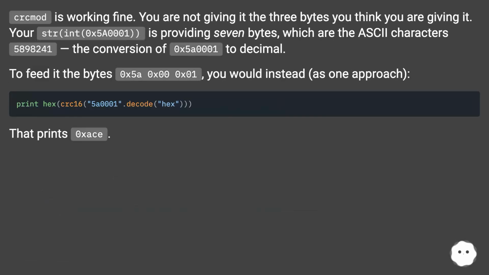You are not giving it the 3 bytes you think you are giving it. Your str, int, 0x5A00001 is providing 7 bytes, which are the ASCII characters 58982241, the conversion of 0x5A00001 to decimal. To feed it the bytes 0x05, 0x00, 0x01, you would instead, as one approach, that prints 0xACE.